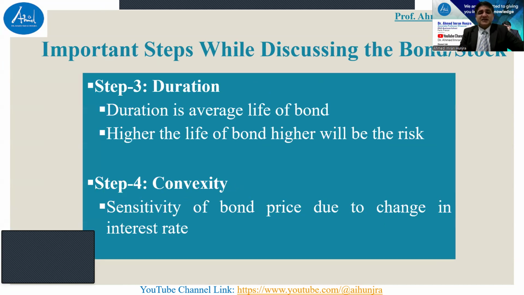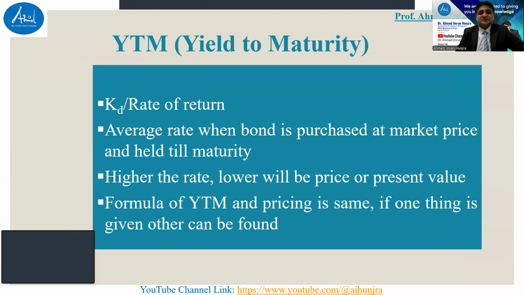Duration was already explained in the last lecture. It's the average life of the bond. Then we have step 4, which is convexity, and it's the sensitivity of bond price to a change in the rate of return. So our topic for today's lecture is yield to maturity.